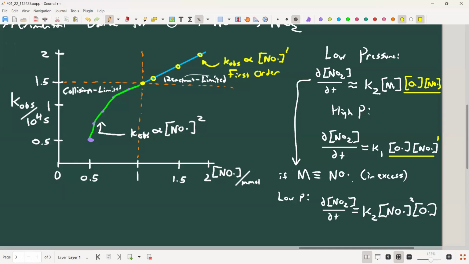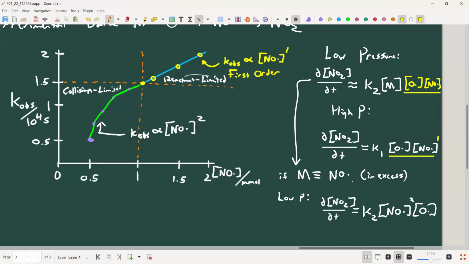At high pressure, the rate increases linearly. So the rate of NO2 formation doubles as we double the NO concentration. Great. Well, what happens is there's a quadratic roll-off of the rate towards some fixed value. And eventually, as pressure goes to 0, this will eventually go to some fixed value. Actually, it'll go to 0, sorry. But it's a function of the square of NO.